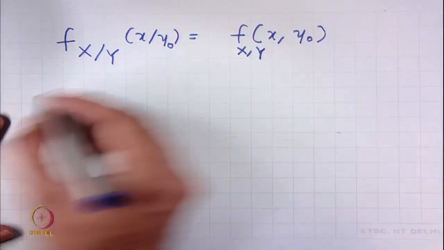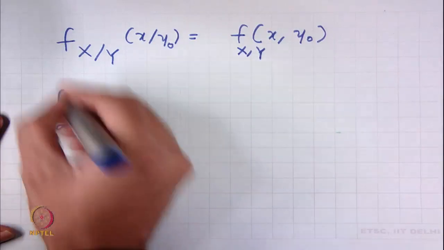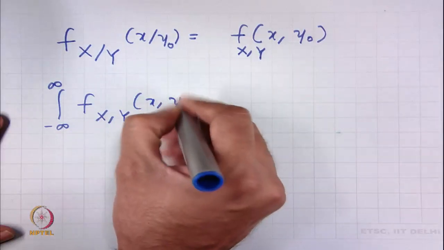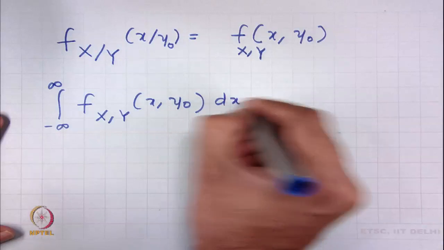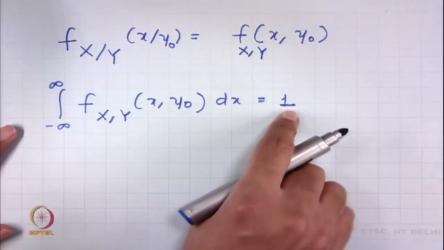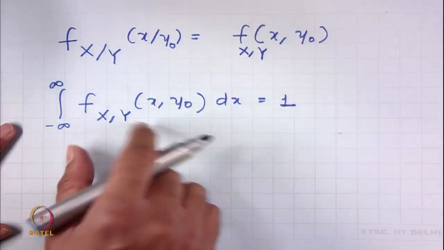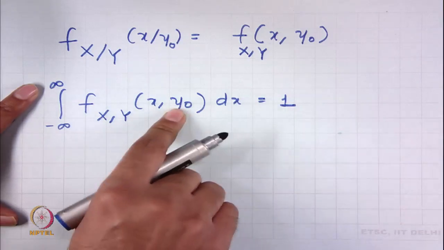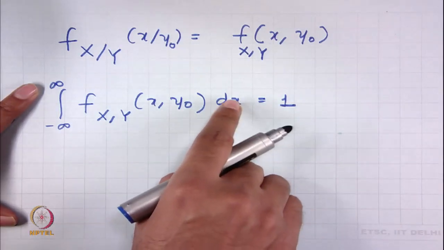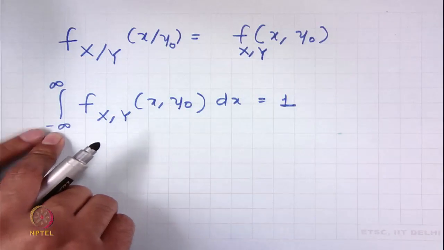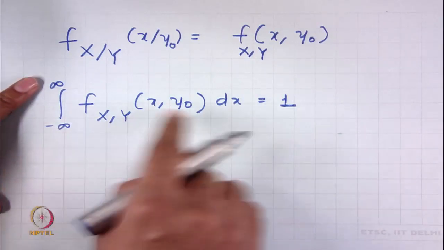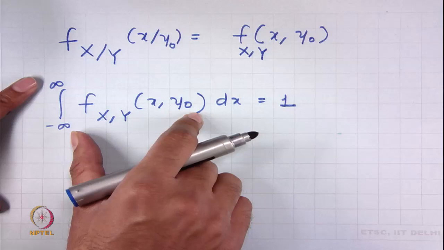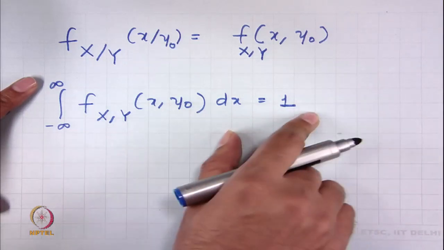For example, does this satisfy the property that this is 1? So, if it is a correct probability density function, when you integrate it from minus infinity to plus infinity, it is not a function of y anymore, because y has chosen a numerical value. So, we just have to integrate it with respect to x, where x takes a value between minus infinity and plus infinity. If it is a valid PDF, then this should integrate to 1. If it is not integrating to 1, then it is not a valid PDF, right.